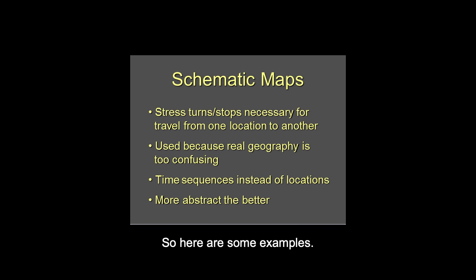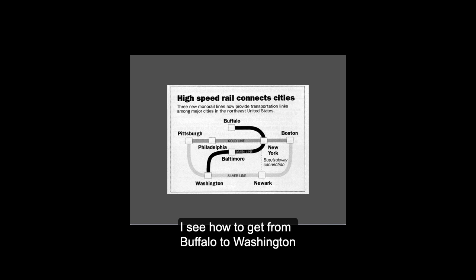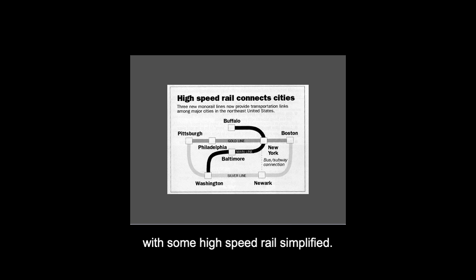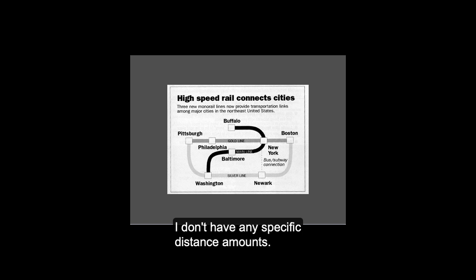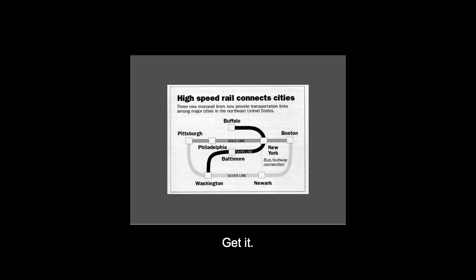So here are some examples. Here's very, very basic. I see how to get from Buffalo to Washington with some high-speed rail. Simplified, I don't have any specific distance amounts. It's just showing me where those stops are, how many stops I'm going to make between Buffalo and Washington. Get it? It's more of a feels-like.